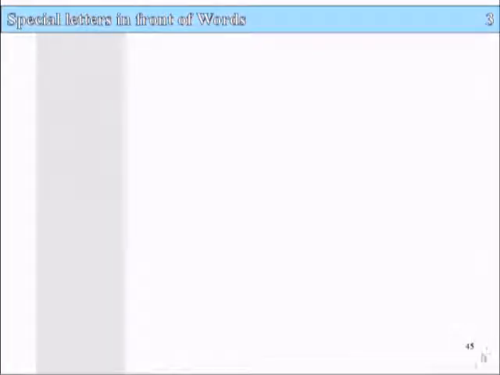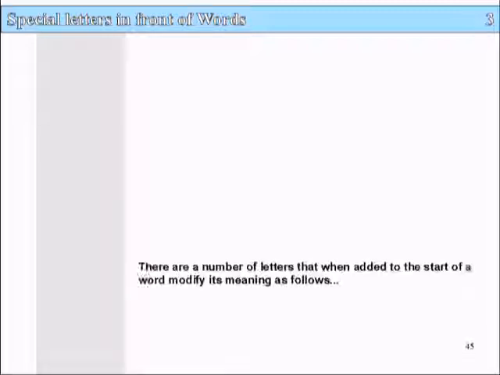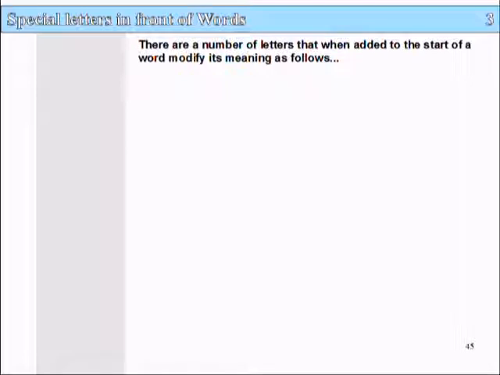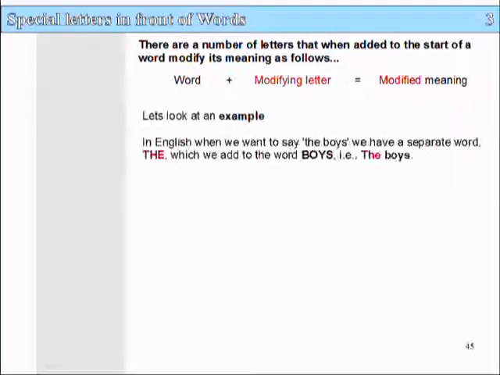Slide 45, Lesson 3, Special letters in front of words. There are a number of letters that when added to the start of a word modify its meaning as follows. We have a word plus a modifying letter and we get a modified meaning. Let's look at an example.